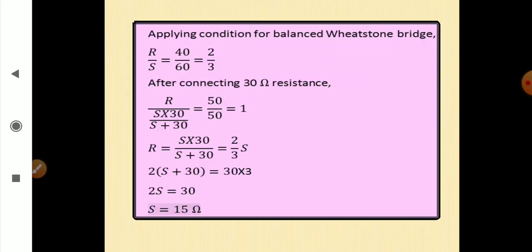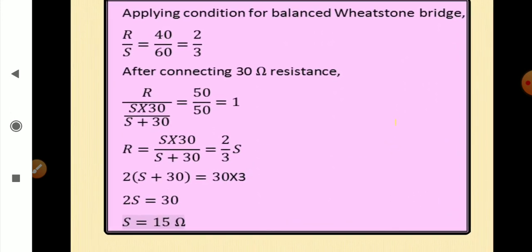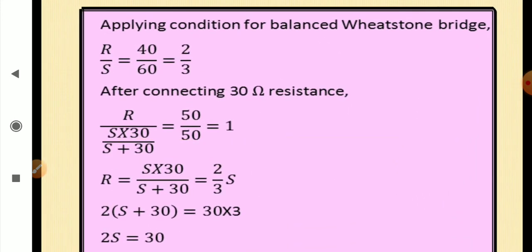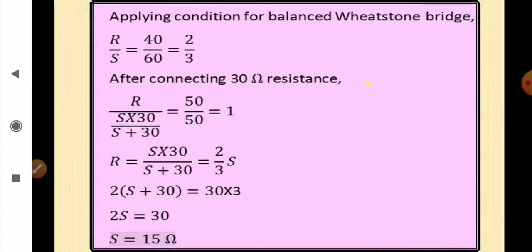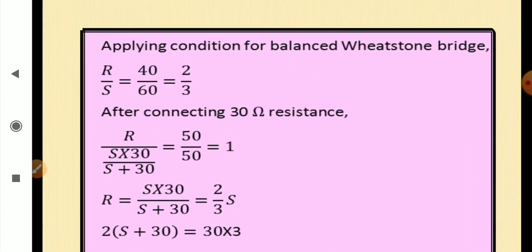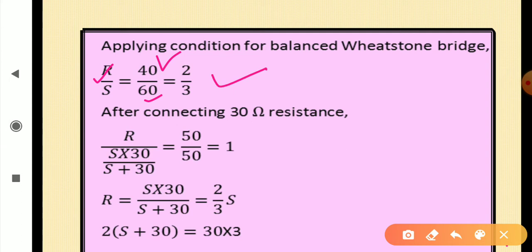So applying the condition for balanced Wheatstone bridge in the first case. What is happening here? R upon S is equal to 40 upon 60, that is 2 upon 3. See, if the balancing length for R is 40, for S it is going to be 60. So that is 2 upon 3.